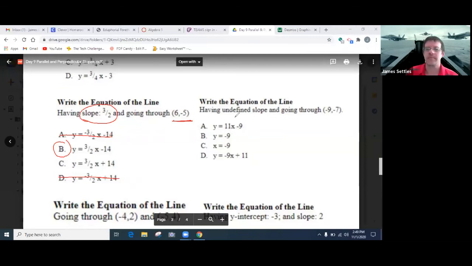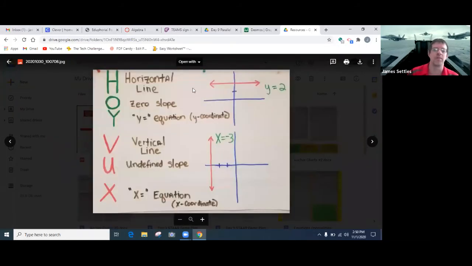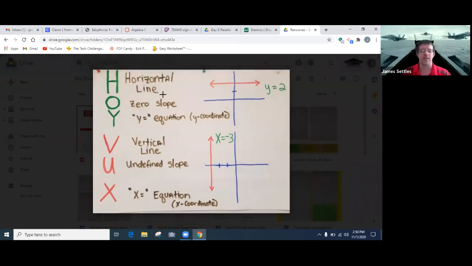All right, so this one, I have been talking about in my class, Hoy and Vux. So this is the poster that you kind of hear me referencing in class all the time. And it's called Hoy and Vux. And if we connect to anything, especially the zero slope, or if there's just y's, or the undefined slope, or just x's, then it connects to everything in these 3 letters, or everything in these 3 letters.